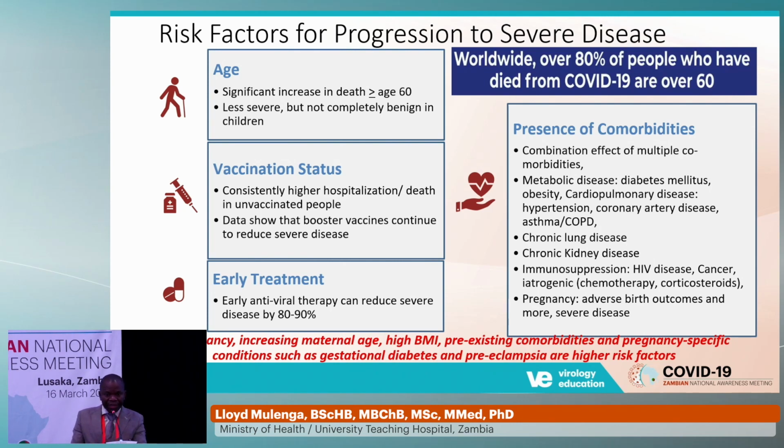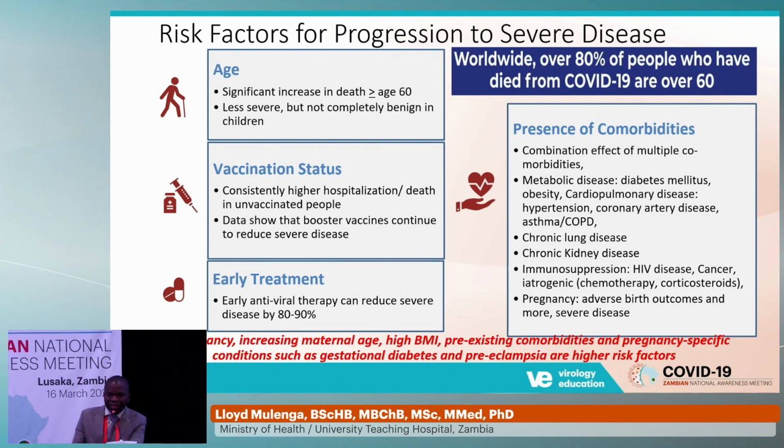We have looked at risk factors for progression to severe disease, and what we can say is age is the major risk factor. Those above the age of 60, with a range of 50 to 65, are at major risk of progression to severe disease. But also vaccination status, this has been seen even with our data. Those that are not vaccinated have a higher risk of progressing to severe disease. Those that do not have early treatment, especially with the antivirals which we have, may likely progress to severe disease.